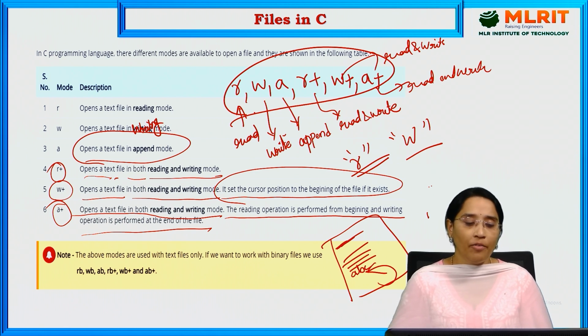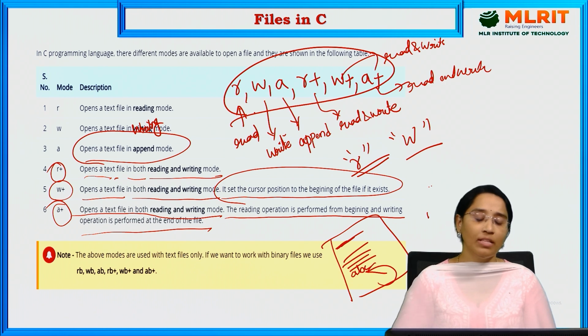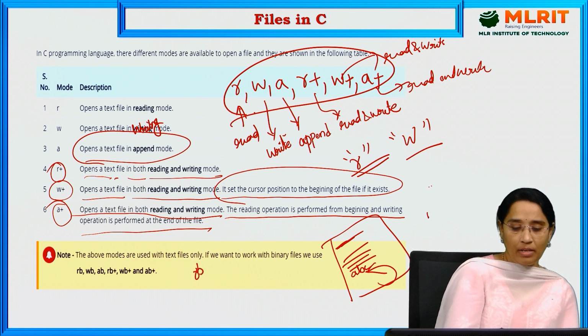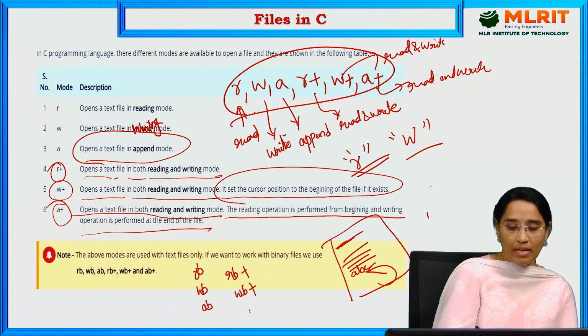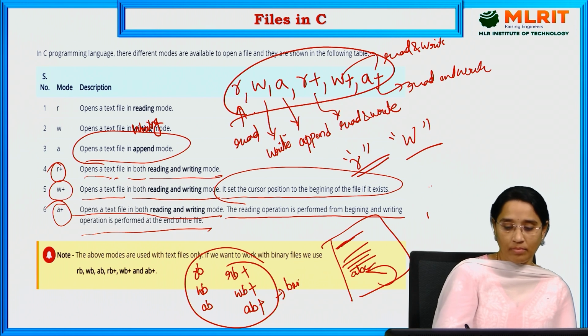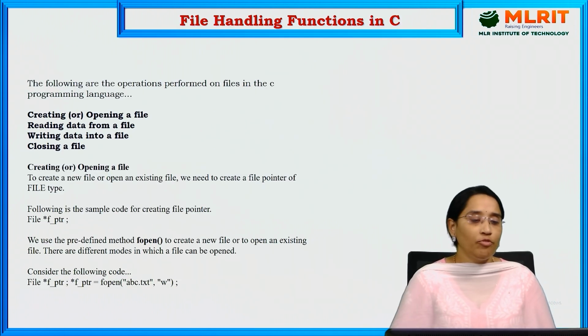If you have to open the files or if you want to do any operations on binary files, it will be rb, wb, ab, rb plus, wb plus, ab plus. These are the binary file modes. Next, the following operations are performed on files in C.